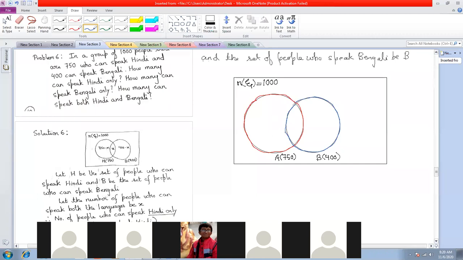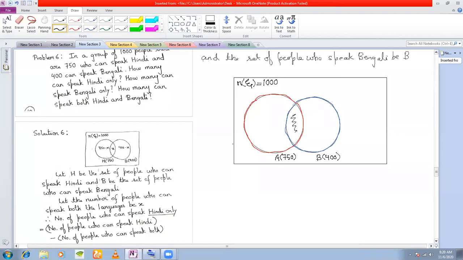Right? So this, what is this common area? Now remember, this common area represents A intersection B. And A intersection B means what? A intersection B means those who can speak Hindi and Bengali, both the languages, right? Yes, sir. So therefore, what I now do here is I say let the number of people who speak Hindi and Bengali be X.